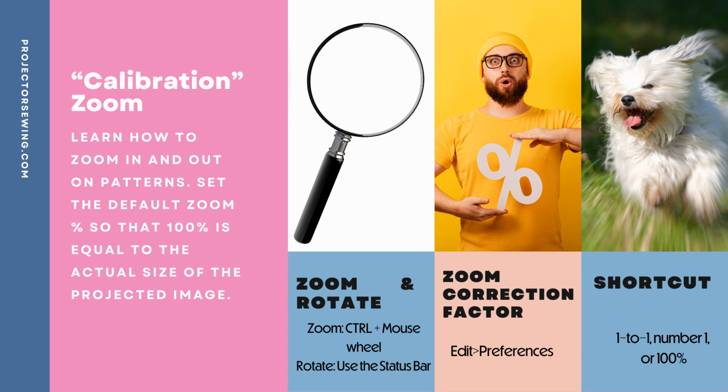Zoom is Control plus the mouse wheel. If you're on a Mac, you can use Command. There are other tools you can use for that as well. To rotate, we're going to use the status bar. Then we'll jump over to zoom correction factor, which can be found under Edit and Preferences. And finally, the shortcut. Once you have the zoom correction factor set, you can use the shortcut, which is the number 1, for your calibration zoom every time.